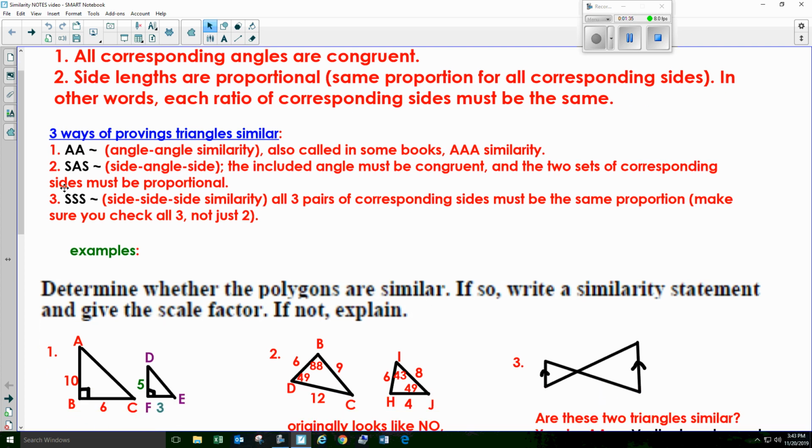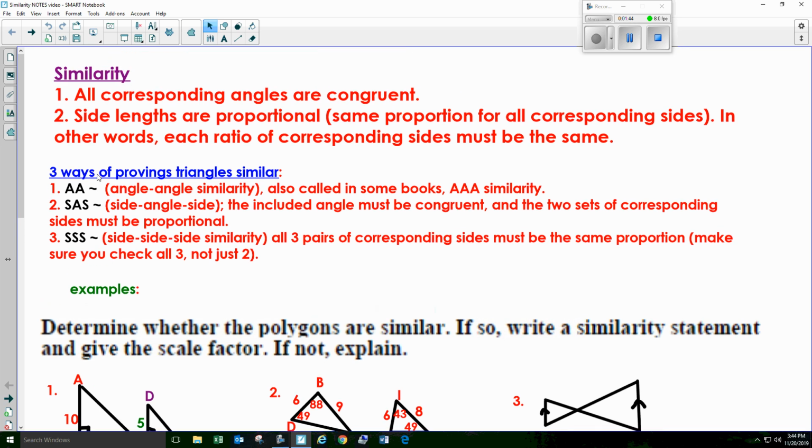Instead of having the 5 ways I just mentioned of proving triangles congruent, we have 3 ways of proving triangles similar. We do not have to show all 3 angles congruent and all 3 sides proportional. We can just show one of these 3 ways.